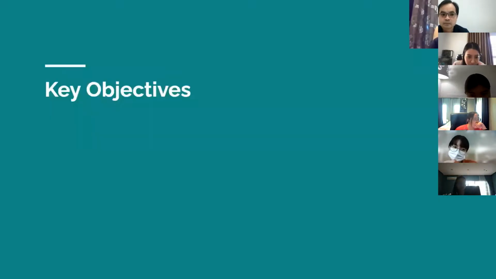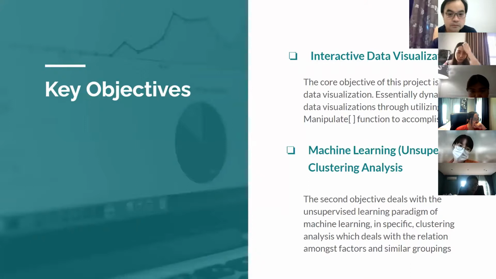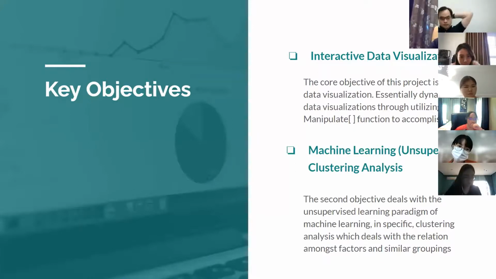Moving on, let's talk about the primary objective of this project. There are two key components to achieve. First is data visualization, specifically interactive. Focusing on the dynamic visualization, I utilized the Manipulate function and deployed it to the cloud server for easy access. The second objective is unsupervised machine learning, essentially clustering analysis. There appears to be a relationship among the factors, which is actually quite interesting.